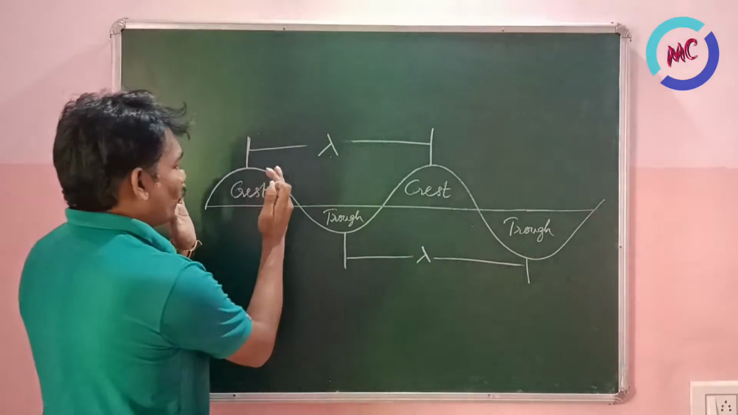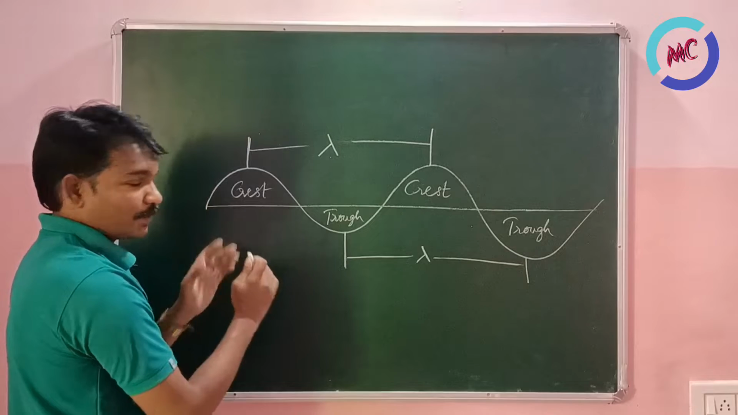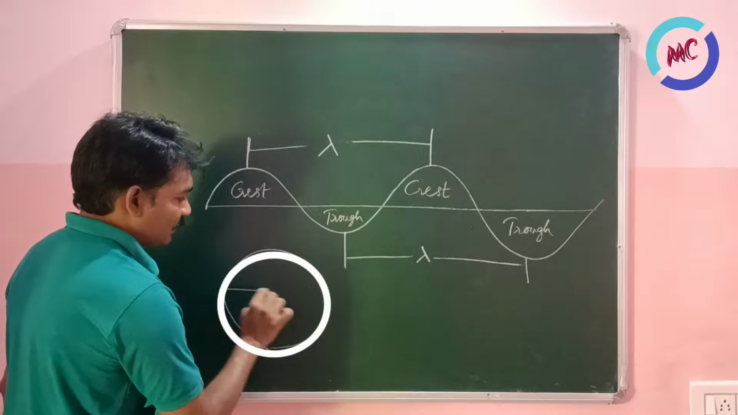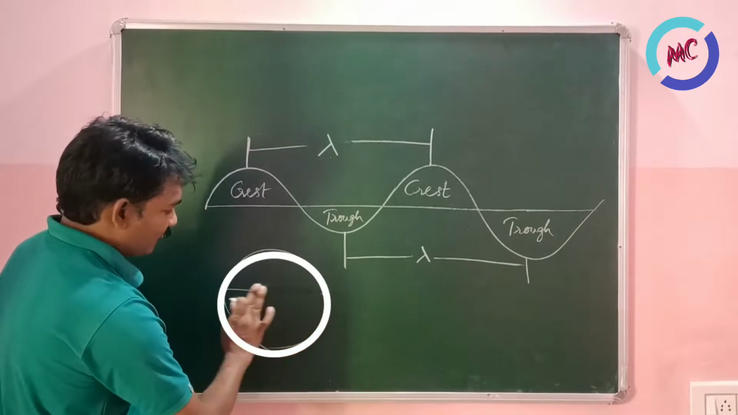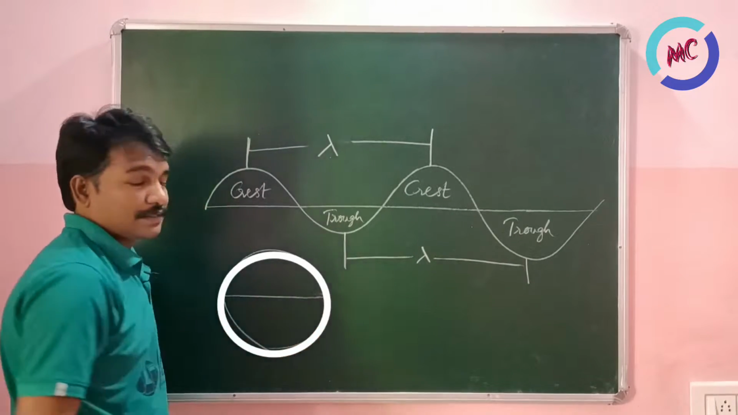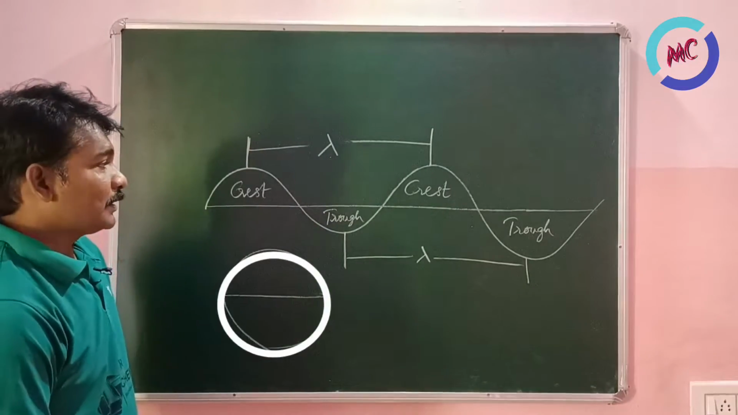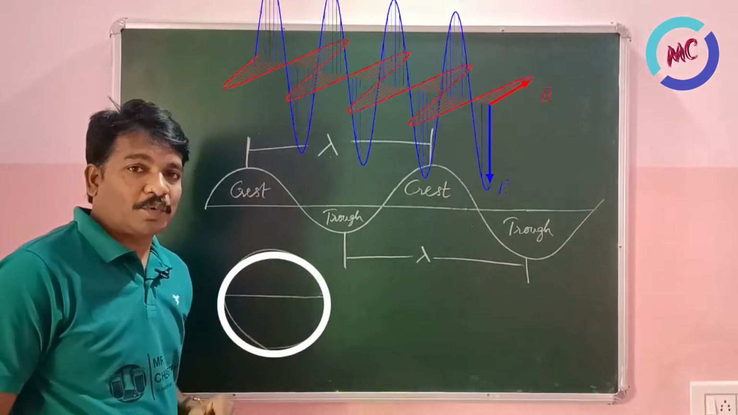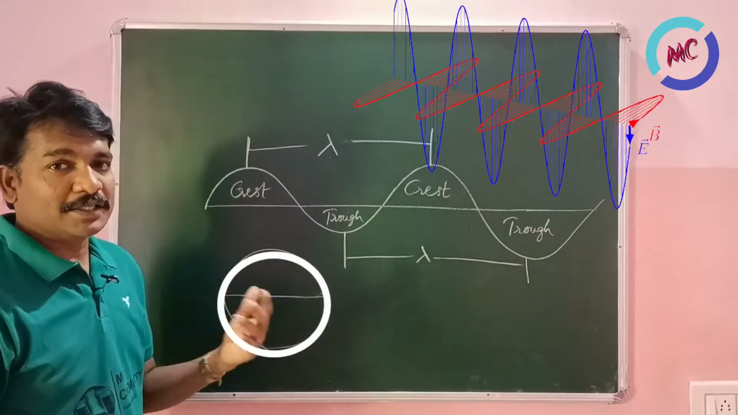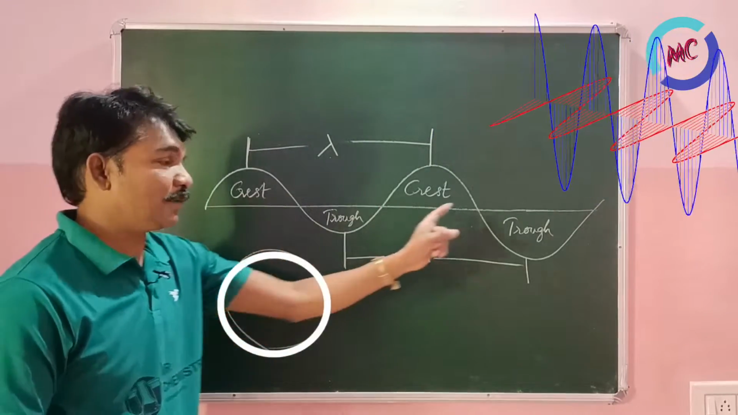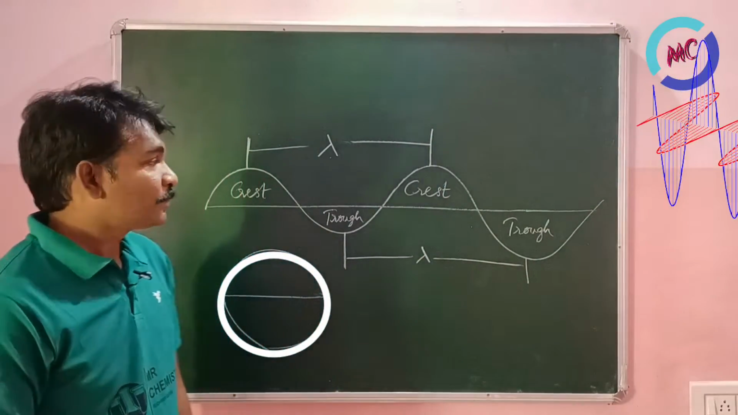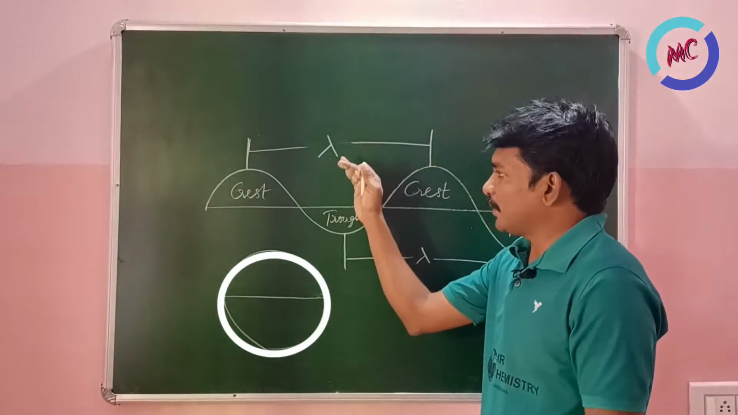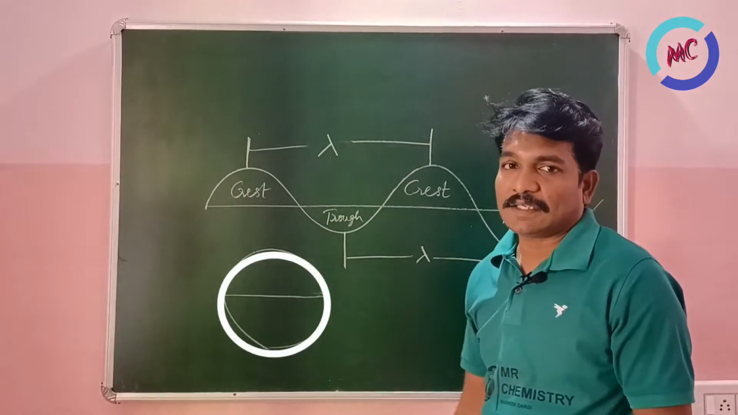And see here, if one crest and one trough combine together, then we will get a complete cycle. One crest and one trough completely give one cycle. See here, the number of cycles passing through a given point in 1 second, or you can say per second, is called the frequency of the given electromagnetic radiation. Now, in this class, we are going to learn the relation between wavelength lambda and frequency nu.